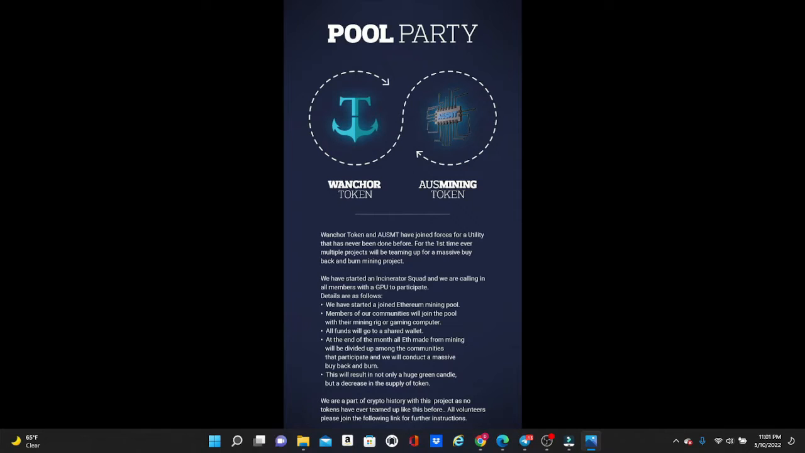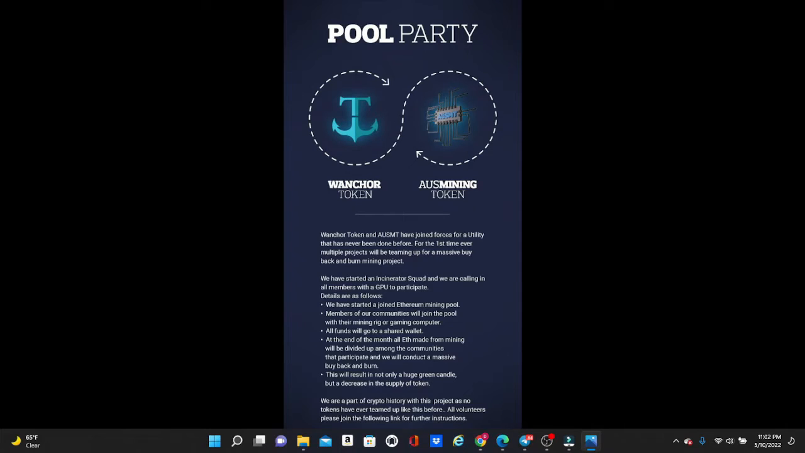Now, that's not the only thing that they can do with this partnership. They can use it to purchase more GPU cards and gaming cards and send them out to members of the community so that they can keep getting more and more members to do this. So what this will do is it'll result not only in a huge green candle, but it'll also decrease the supply of the token. Now, the Aussie mining token guys have already burned 99% of their supply.